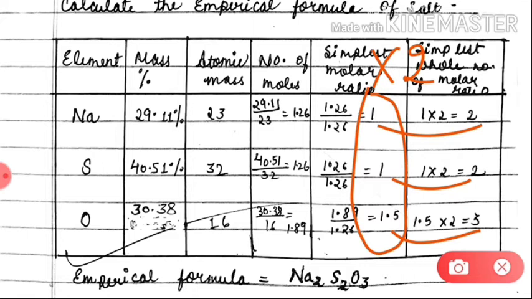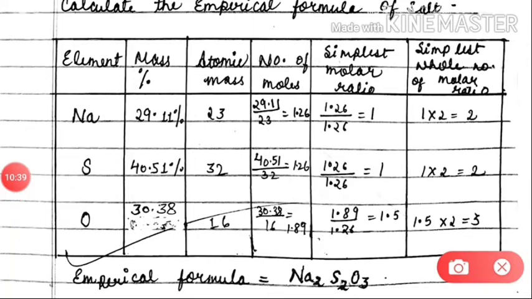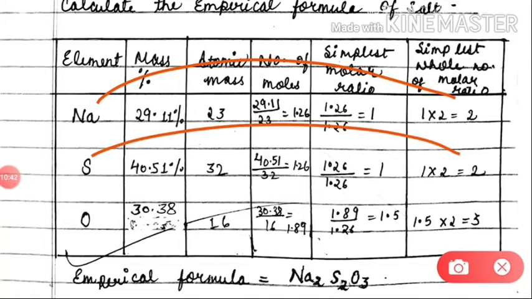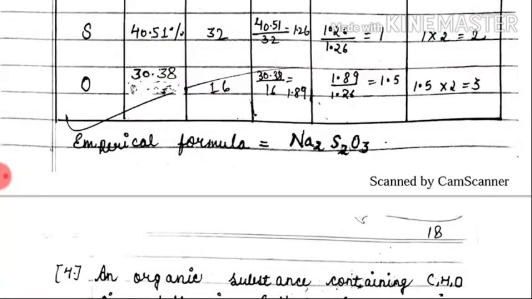So this simplest whole number molar ratio which comes here, that represents the empirical formula. So when we write the empirical formula, तो Na2, S2 and O3. So downside we can show also the empirical formula, that is Na2S2O3.